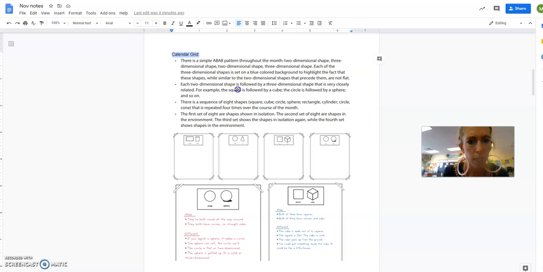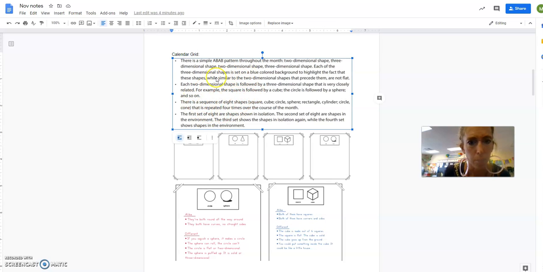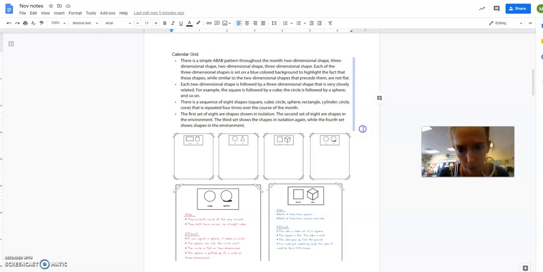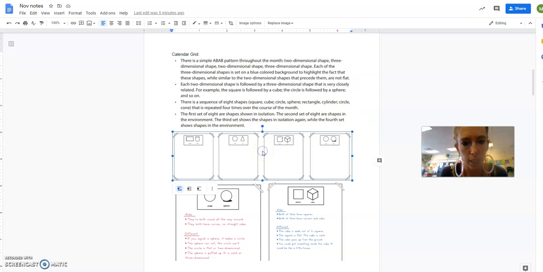The calendar grid, what I did is took the patterns that are happening that they explain in the overview, and you can read through and see what all the patterns are, just to remind yourself of what they are. Bridges does suggest that you have these posters up and saying that a rectangle is similar to a cylinder, and then you have a circle similar to your cone.